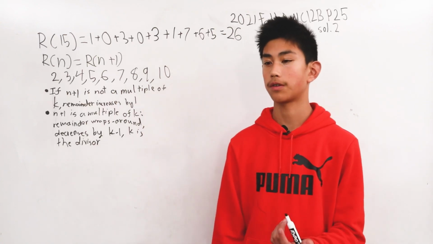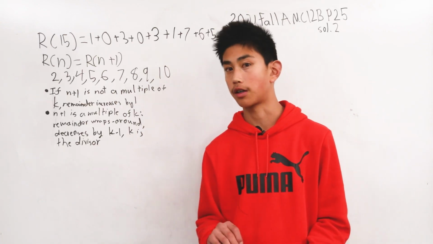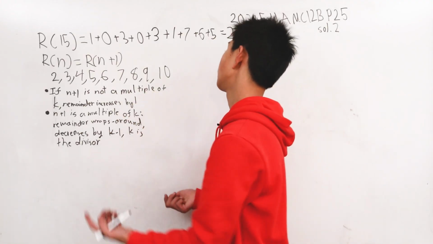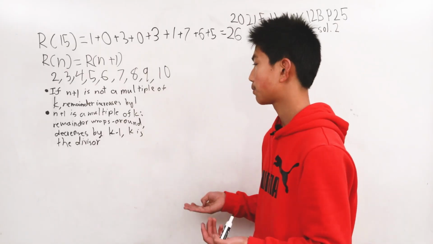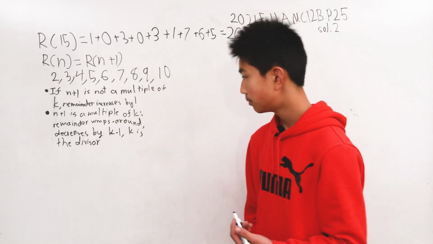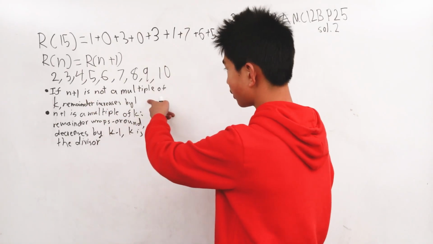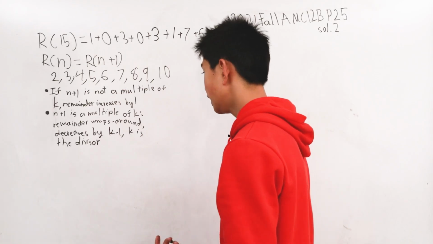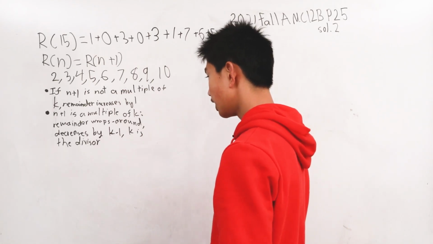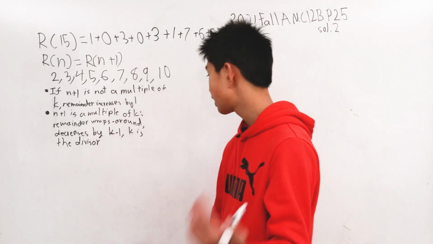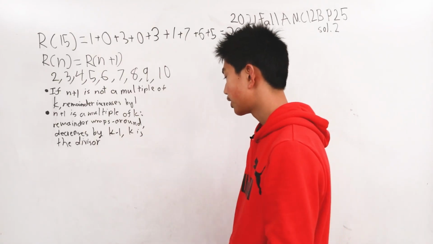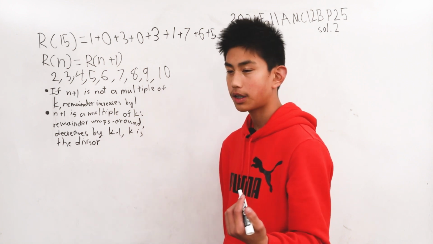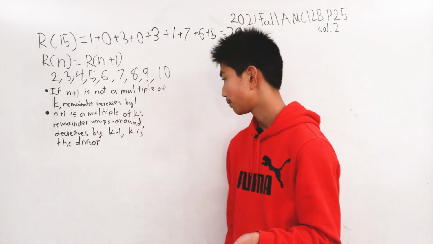The solution goes further into detail on what's happening here. So I wrote here what happens with n plus 1 if it's a factor or not a factor of k. If n plus 1 is not a multiple of k, then the remainder increases by 1. But if n plus 1 is a multiple, the remainder wraps around, which basically means that the whole sum decreases by k minus 1, where k is the divisor. And this is because modulos can go to 0.